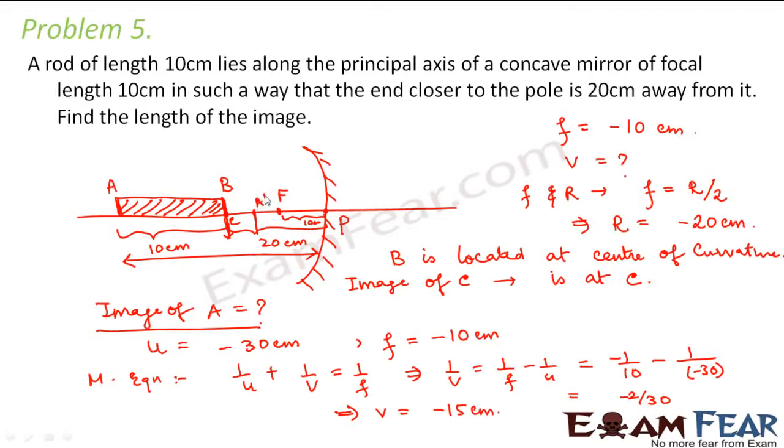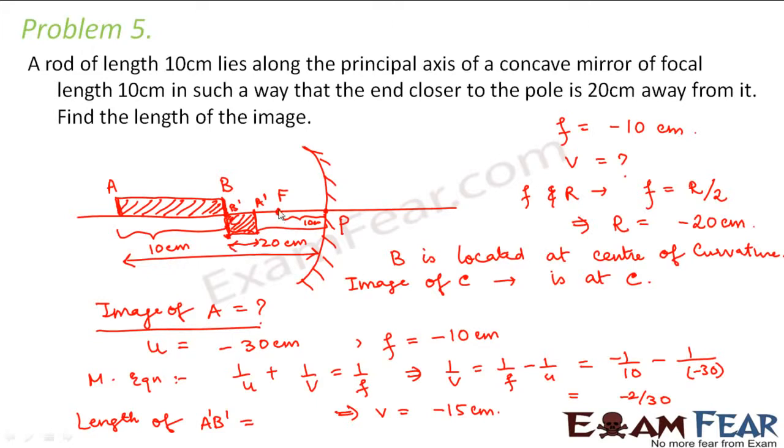For A, we can call this A dash and we can call this B dash. So this would be the image for AB. The image for AB would look somewhat like this. So what would be the length of the image? Therefore, the length of A dash B dash would be equal to this length. So what would be this length?